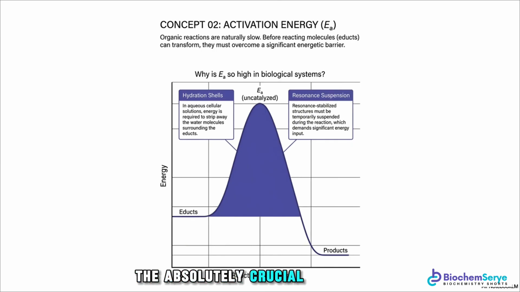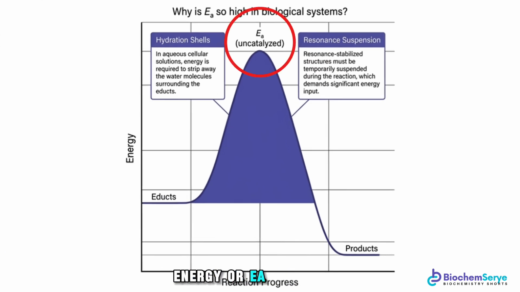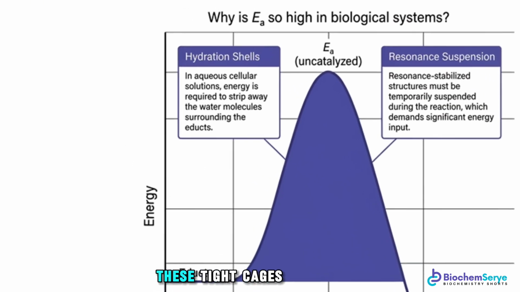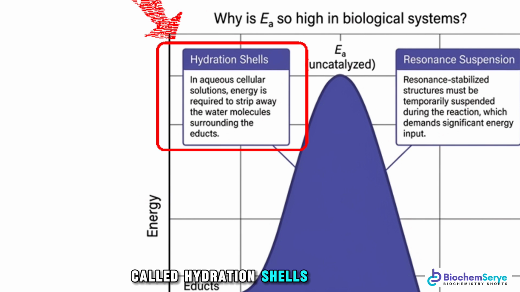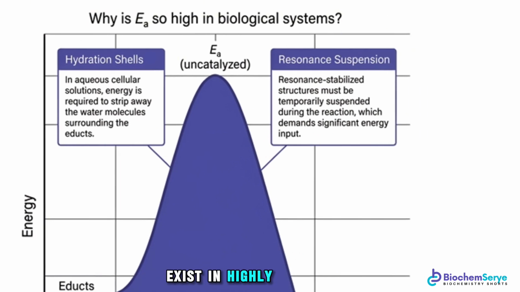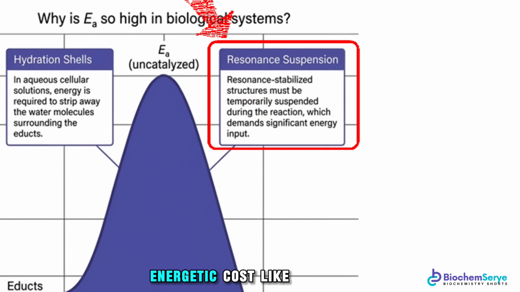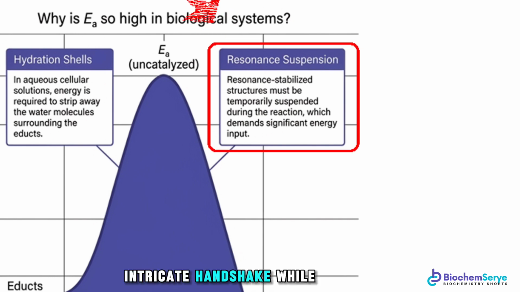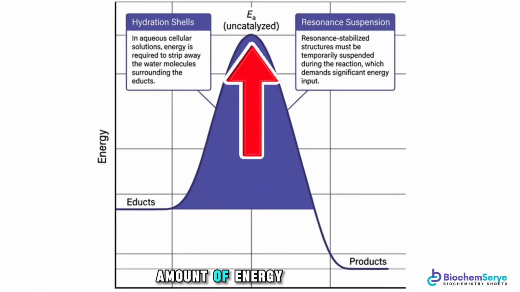The absolutely crucial point here is understanding exactly why organic biological reactions naturally resist rapid transformation in the first place. We call this energetic barrier activation energy, or EA. You see, in our dense cellular environment, molecules aren't just floating around in a vacuum. They're surrounded by these tight cages of polar water molecules called hydration shells. Plus, many critical molecules exist in highly stable electronic resonance states. Think of the energetic cost like trying to execute a precise, intricate handshake while wearing thick winter mittens and being handcuffed to your pockets. You have to expend a massive amount of energy just to strip away those water molecules and disrupt that comfortable resonance to even get the reaction started.